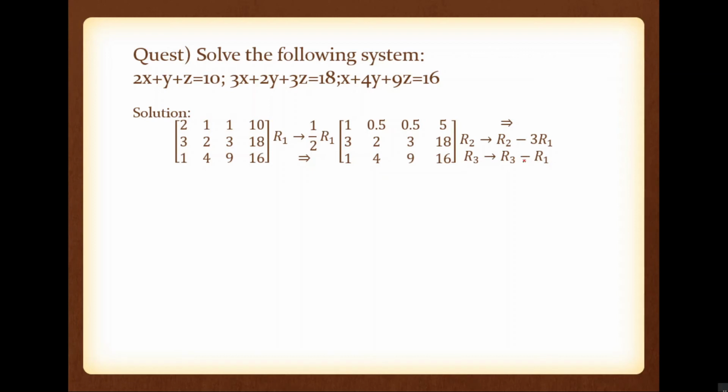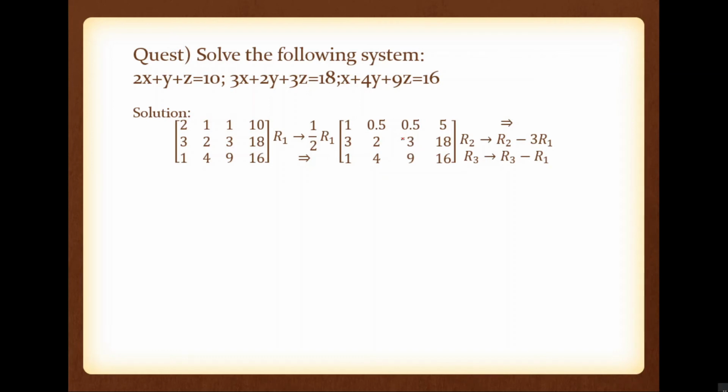The first row is not modified. Then what about these 3? Substitute 3 here, and the corresponding 1 here. So we have 3 minus 3 into 1, that is 0. Right. Then what about this 2? Substitute 2 into this term R2, with 0.5 from R1. So 2 minus 3 into 0.5, that is 2 minus 1.5. So this term will become 0.5.